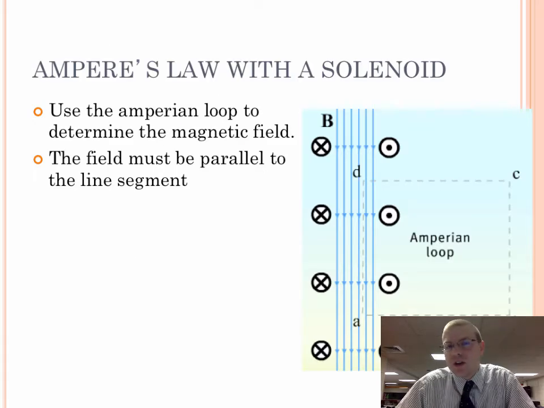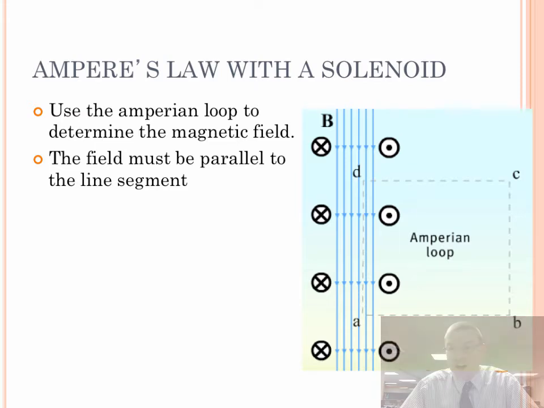So let's use Ampere's law here with the solenoid. We showed you that there was a very, very long calculus way to solve for the magnetic field strength due to a solenoid, but let's use Ampere's law now. And an Amperian loop doesn't always have to be circular. In this case, you can see the Amperian loop is a square. It's got 4 sides to it: A to B, B to C, C to D, and D to A.